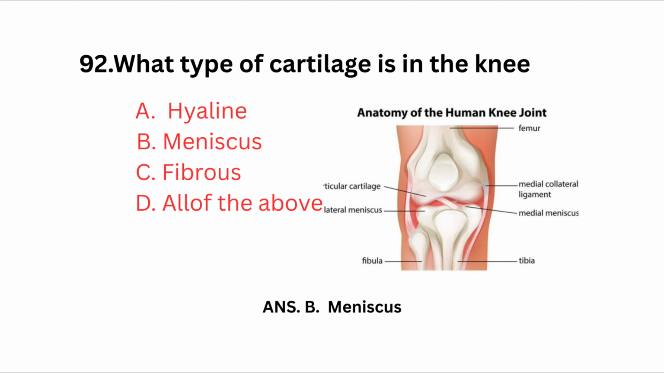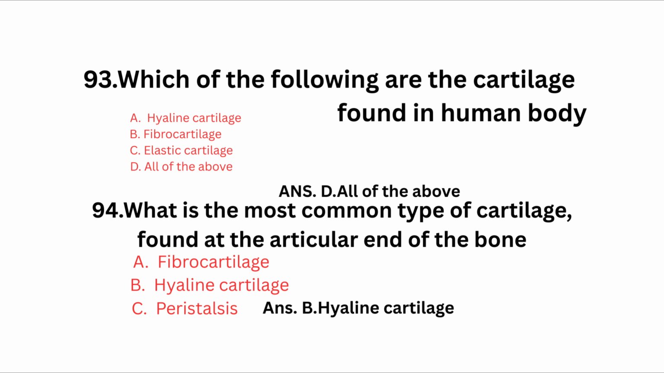92. What type of cartilage is in the knee? The total anatomy is given on the right. Check it. A. Hyaline. B. Meniscus. C. Fibrous. D. All of the above. The answer to this, in case of knee, is meniscus. The cartilage that is present in the knee is called meniscus. The fibrous cartilage is essentially in joints that are not movable.